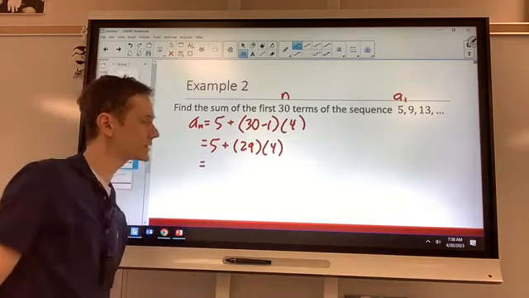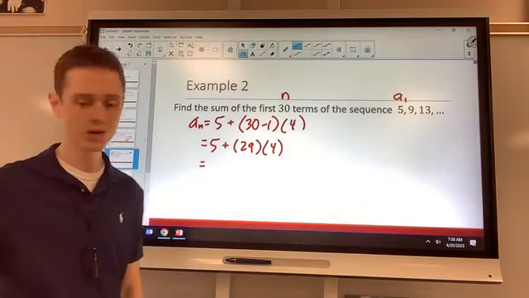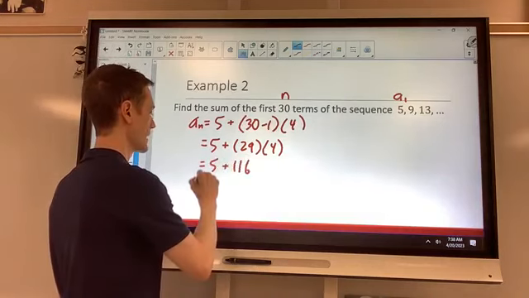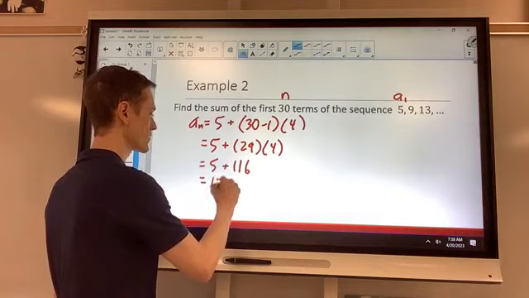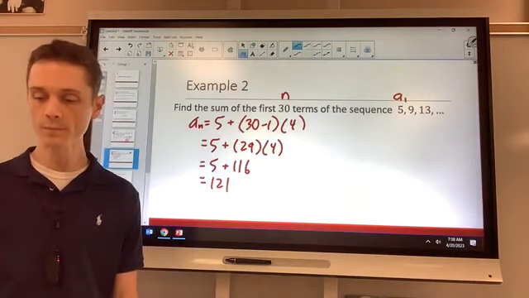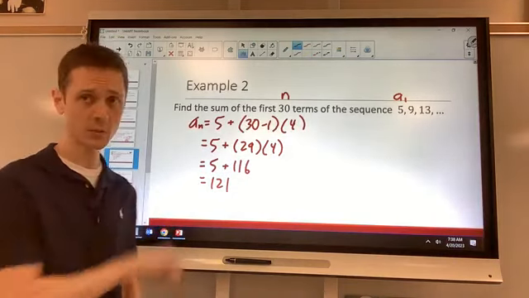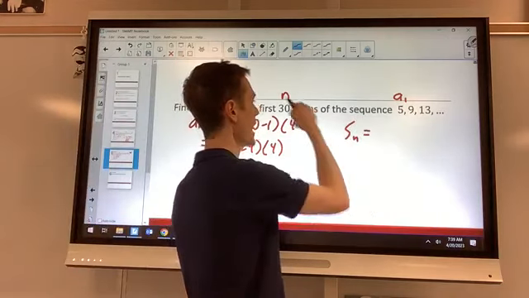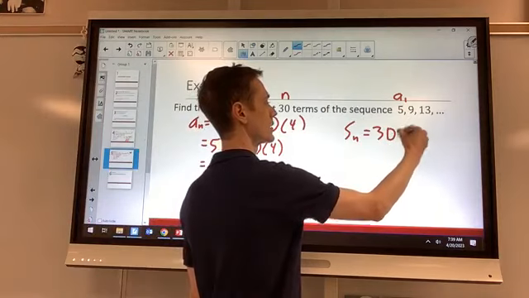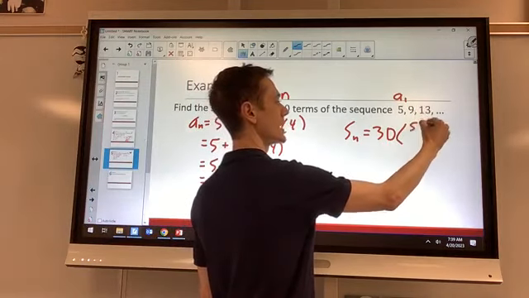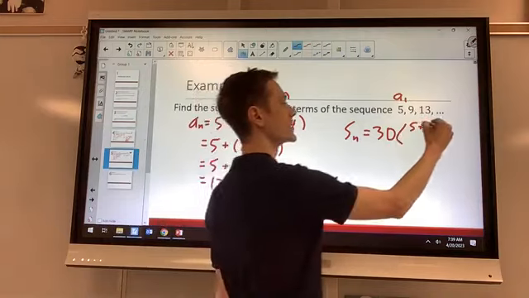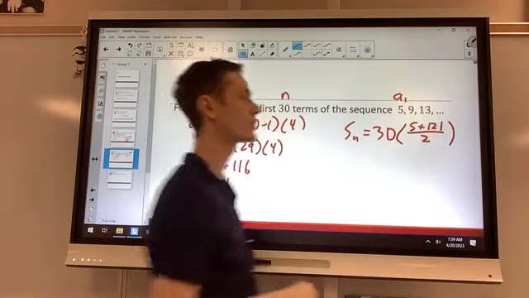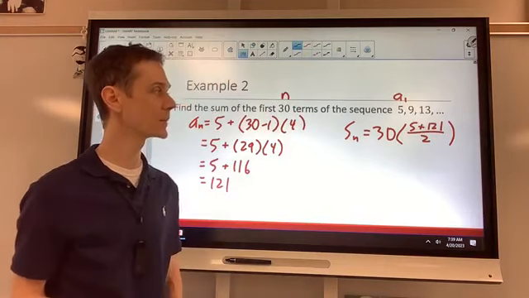And then if we calculate this, this is going to be 116 plus 5. Adding these two numbers together gives me my last term, which is 121. So that just gave me the last term in the sequence. But again, remember for the sum formula, I need to know how many numbers there are. And then it's the first and last numbers added together divided by 2. So I'm averaging the first and last number, add them up, divided by 2, multiplying by 30.